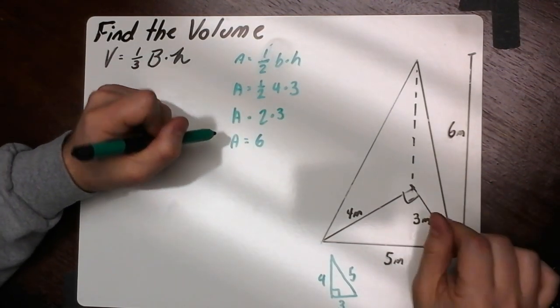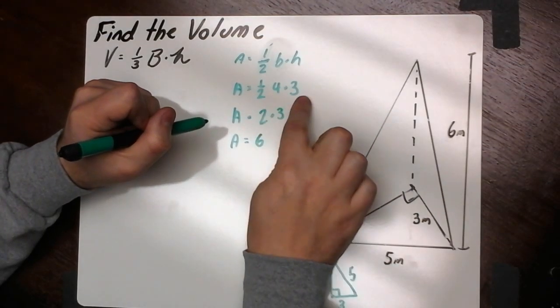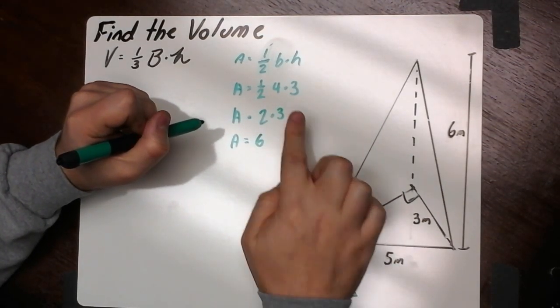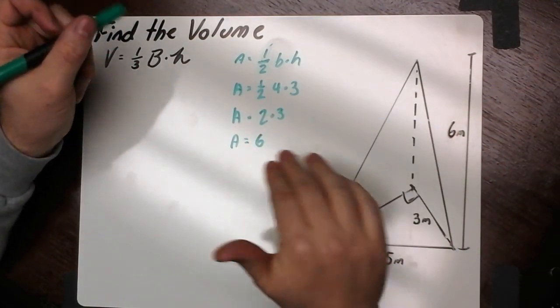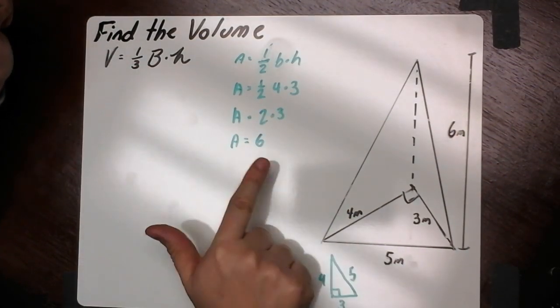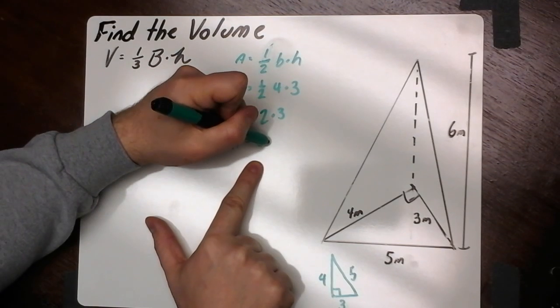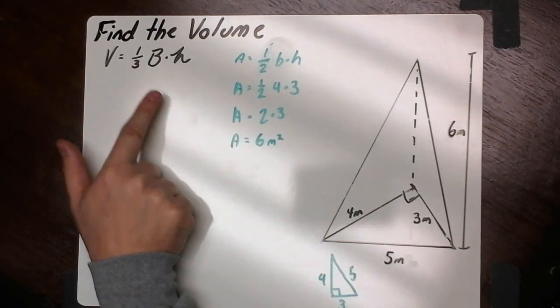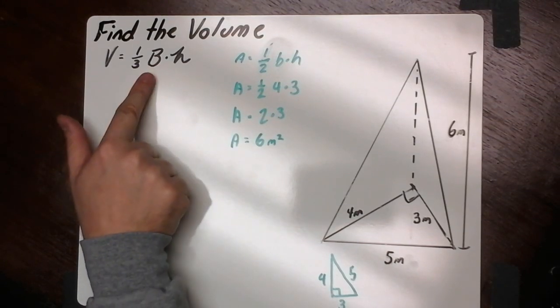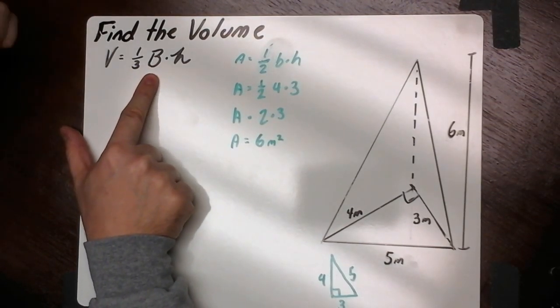Now, let's just say you didn't notice that. 4 times 3 is 12. Half of 12 is 6. So you end up in the same place. So now I have this. I'm going to label this again, and now I'm going to plug it in here. So that's 6 meters squared for the area of the base.